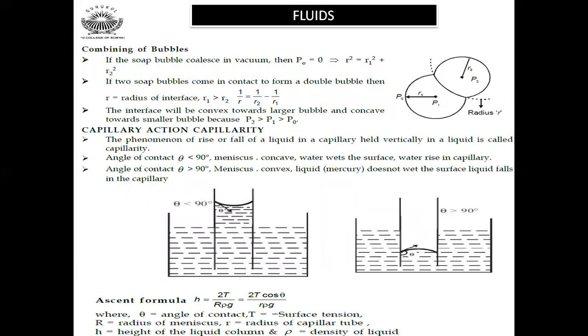Now, capillary action. We can see if the angle of contact is less than 90 degrees, then it will be a concave meniscus, and if it is greater than 90 degrees, it will be a convex meniscus. So then the ascent formula, the height formula: h will be equal to 2T divided by rho g r, or 2T cos theta divided by rho r g. So this is the equation for the height of the liquid inside a capillary tube.